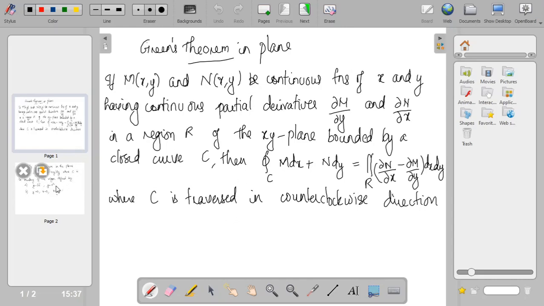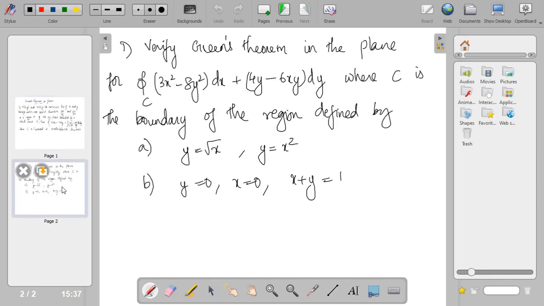And now we will see how to verify the Green's theorem. So we will see an example of verifying the Green's theorem. You need to verify Green's theorem in the plane for the integral over C of (3x² minus 8y²) dx plus (4y minus 6xy) dy, where C is the boundary of the region defined by y equal to root x and y equal to x².